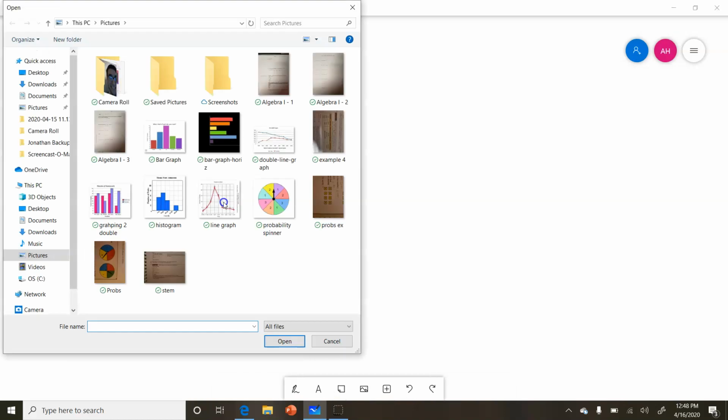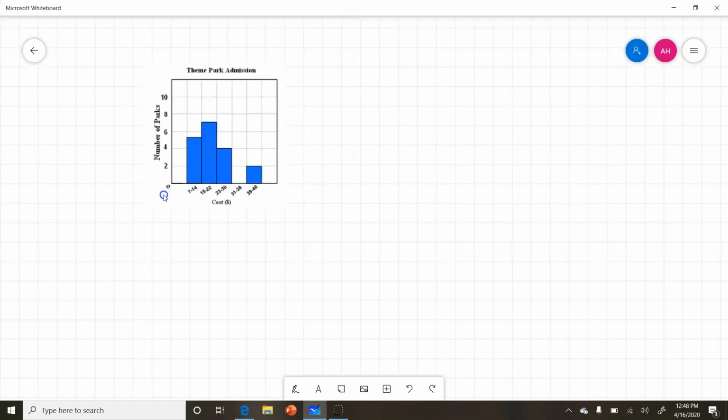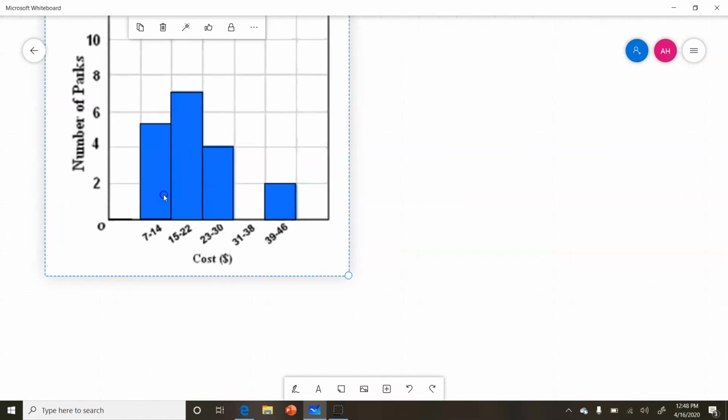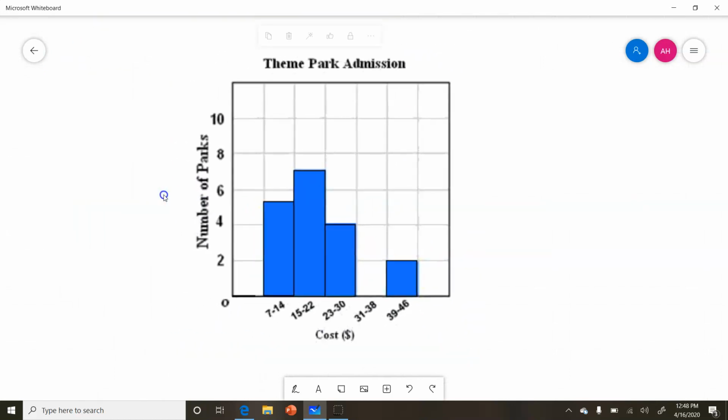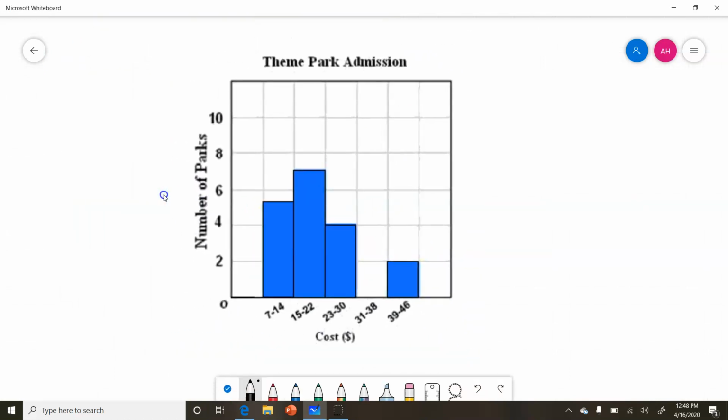Then we are now going to look at a histogram. This is the next part of the homework. This is theme park admission and the cost, okay? So, theme park admission, this is the cost. How many of them cost 7 to 14, 15, all these ranges? And that's how many parks are costing that range.